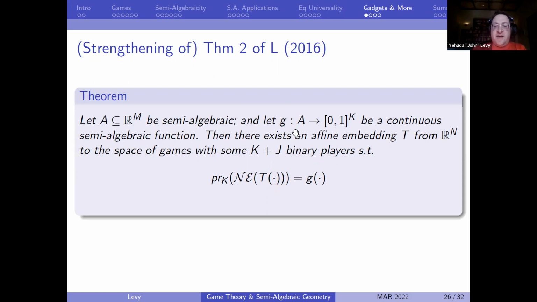So this is the following. I have some continuous semi-algebraic function on a semi-algebraic domain. As I remind you, semi-algebraic function means its graph is semi-algebraic. Then there exists an affine embedding from Rn into the space of, sorry, that should be Rm.